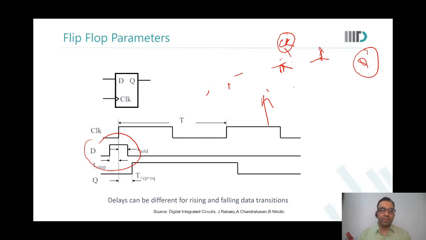Look at the circuit. We just analyzed how the clock path is important for the C to Q delay. Just look at how it is important for setup time and hold time. You will be able to easily reduce this.